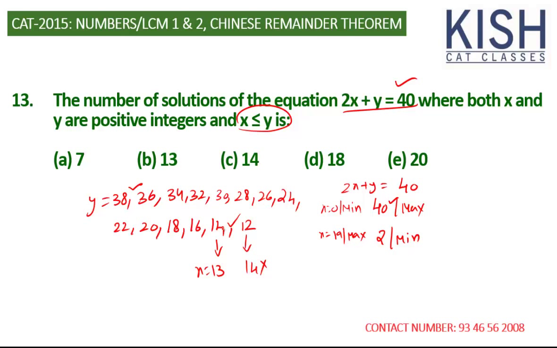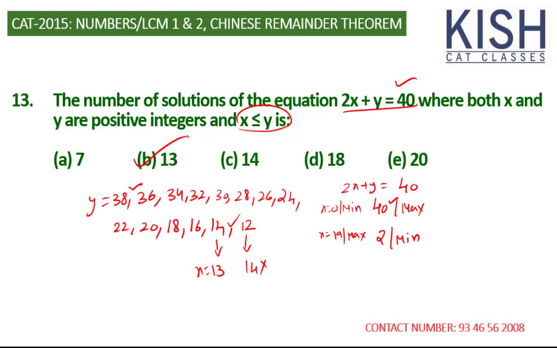Can we take 13 in place of y? No, that is not possible. If you take 13 in place of y, x is not going to be an integer. So 14, 16, 18, 20, 22, 24, 26, 28, 30, 32, 34, 36, 38. So 13 numbers are possible. 13 solutions. Look at this one. It's very, very useful to know how to apply Chinese remainder theorem.